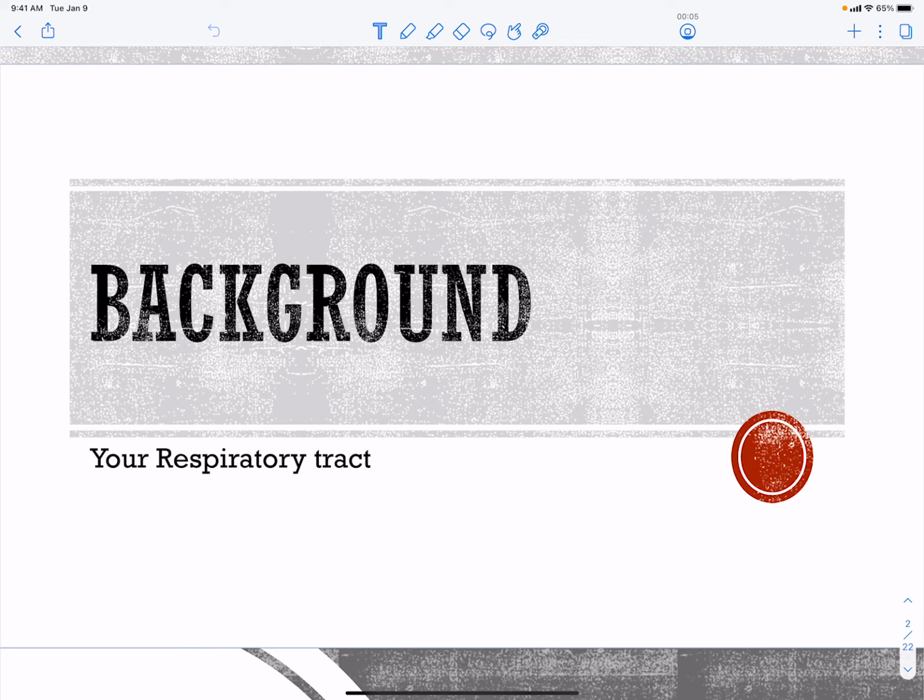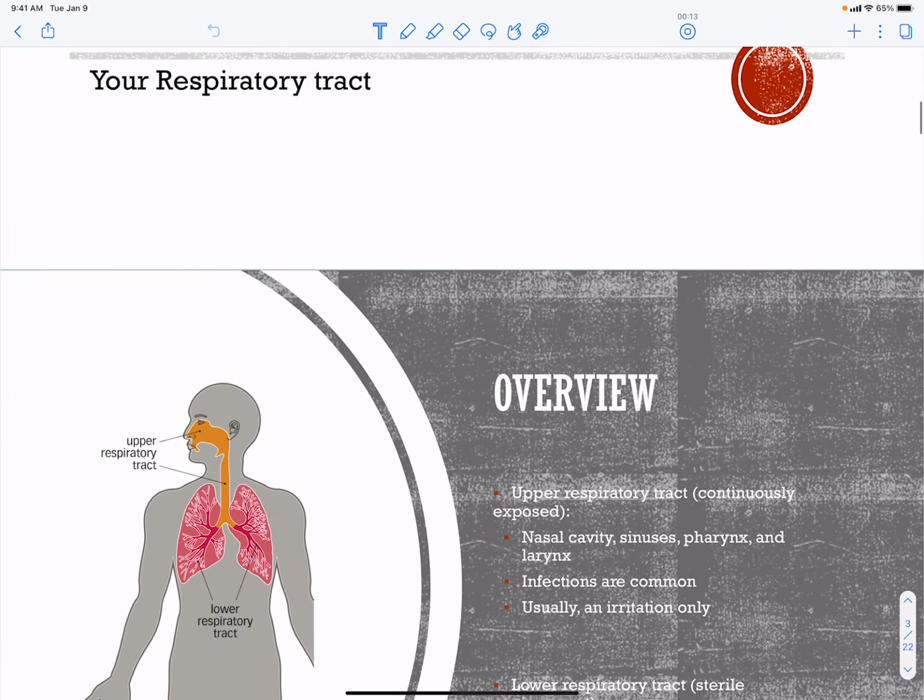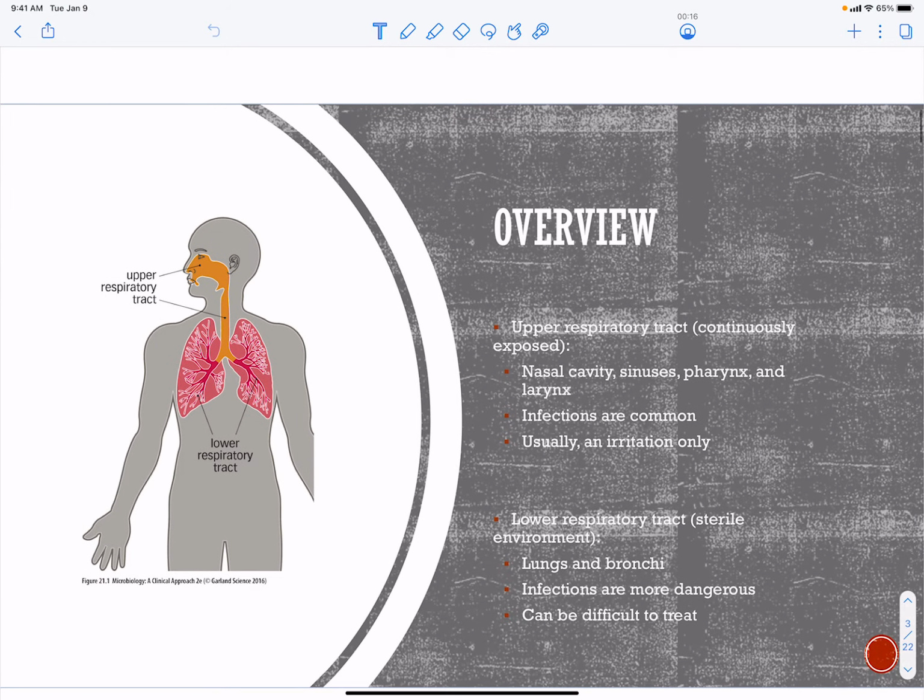Okay, so here we're going to talk about respiratory tract infections. And first, we have to talk a little bit about the structure of your actual respiratory tract. As an overview, we typically think of the respiratory tract as having an upper and a lower. The upper respiratory tract is going to be colonized by normal flora microbes, whereas your lower respiratory tract is going to be considered sterile. So, nothing should be growing in your lower respiratory tract.